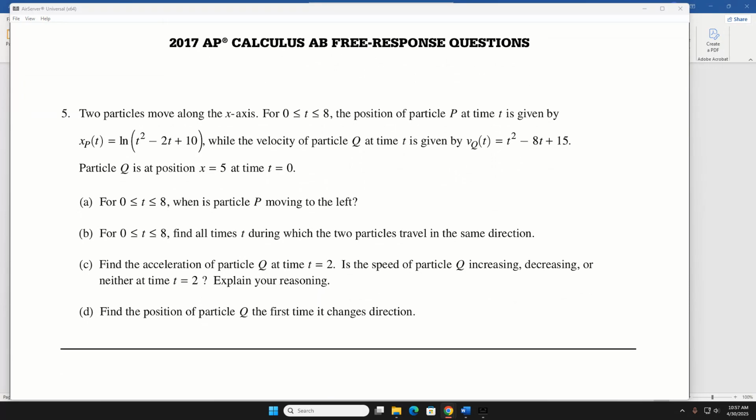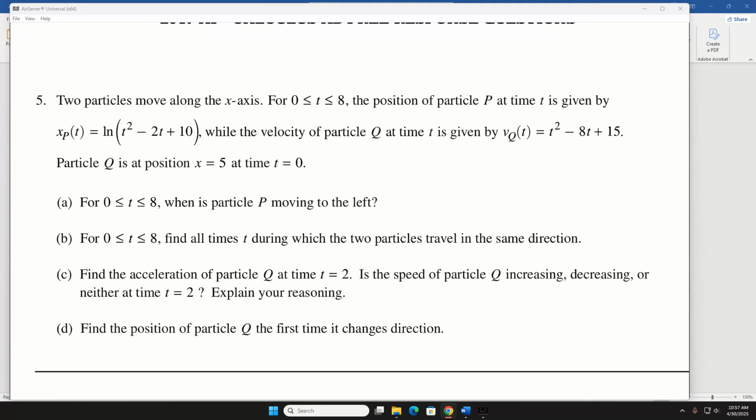All right. Actually, we have two particles. One particle is P and one particle is Q. And so they're both moving along the x-axis. And I think you guys have noticed that when the particle moves along the x-axis, it's called x of t or whatever. If it's moving along the y-axis, they'll call it y of t. This one is moving left and right on the x-axis. The time is between 0 and 8.